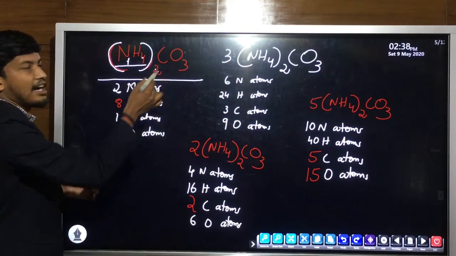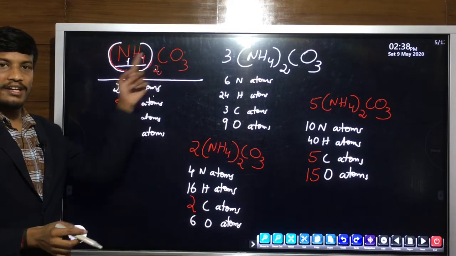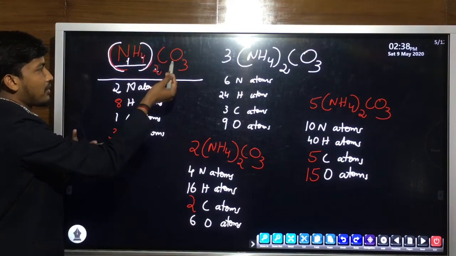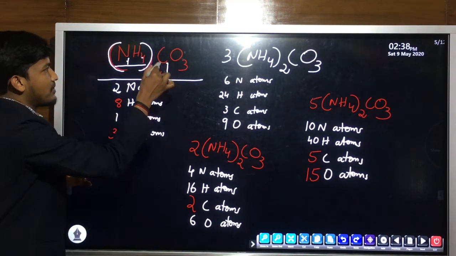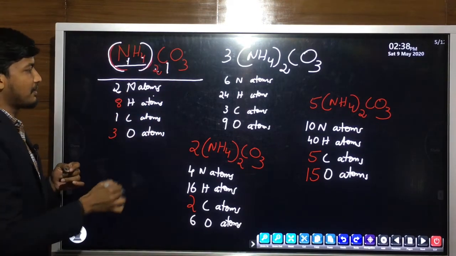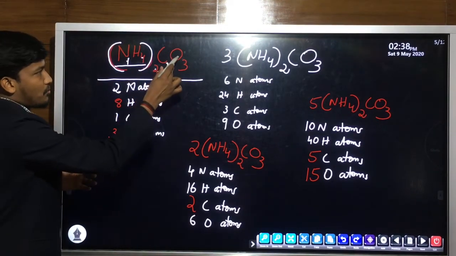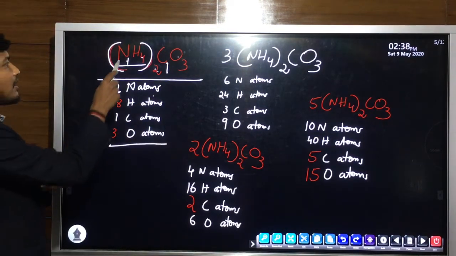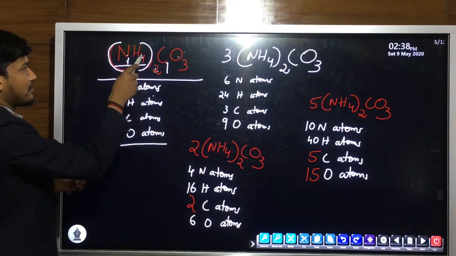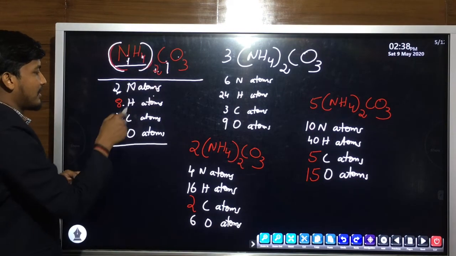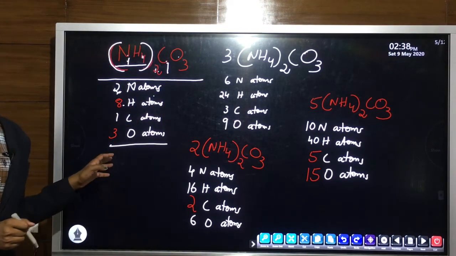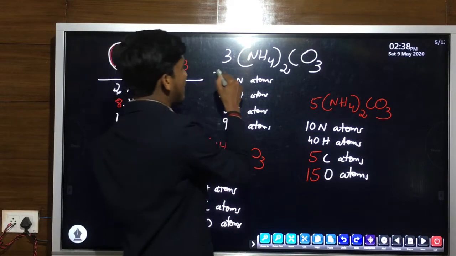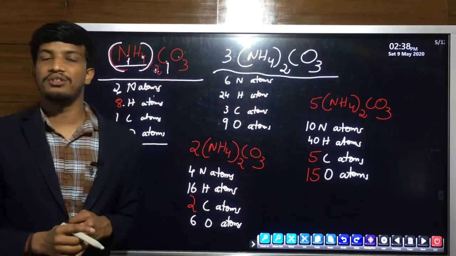Now the next element, carbon. Carbon is not in the brackets, and C has no subscript, therefore 1. So C1, 1 carbon atom. Next O3, the subscript of O is 3, that is 3 oxygen atoms. So we have 2 nitrogen atoms, 8 hydrogen atoms, 1 carbon atom and 3 oxygen atoms. Now we will consider 3(NH4)2CO3.